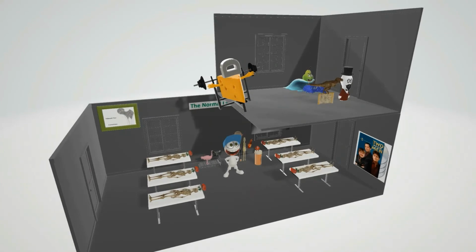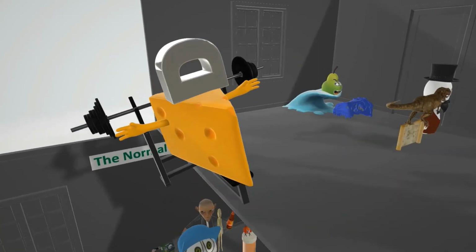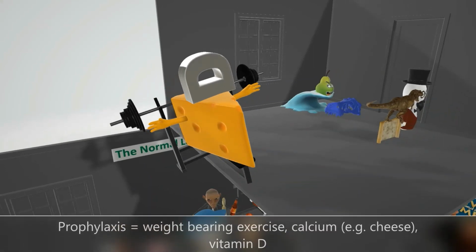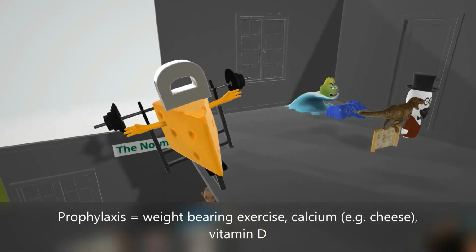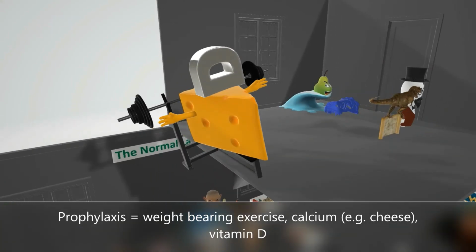And for that, we need to go to the second floor. So take a look at this cheese bench pressing. This cheese bench pressing is going to remind us of prophylaxis for osteoporosis. So the bench pressing for weight-bearing exercise. This is important for increasing bone mass. The cheese, well, cheese is high in calcium. Cheese in our videos represent calcium. Calcium intake throughout adulthood is important for preventing osteoporosis, as well as vitamin D intake, represented by the D that he's trying to bench press.